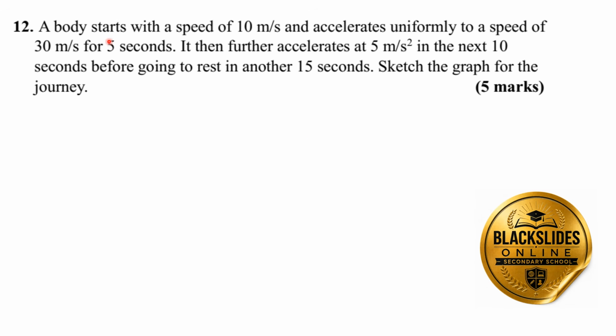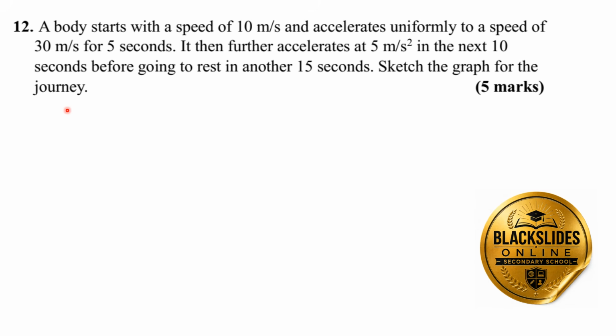A body starts with a speed of 10 meters per second and accelerates uniformly to a speed of 30 meters per second for 5 seconds. It then further accelerates at 5 meters per second squared in the next 10 seconds before going to rest in another 15 seconds. Sketch the graph of the journey.